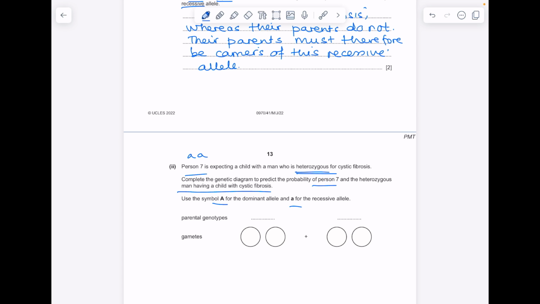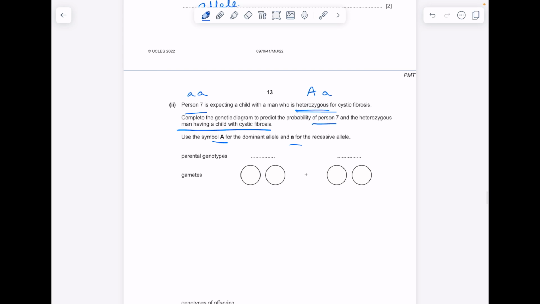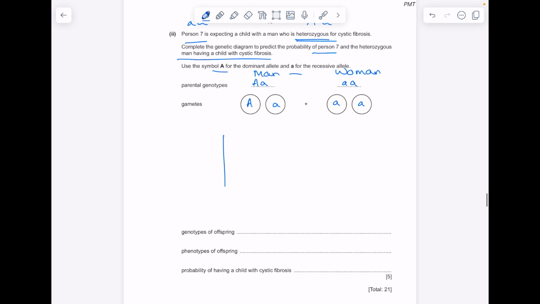The man is heterozygous, meaning that he has 2 different alleles. Therefore, he must be uppercase A, lowercase a. So, parental genotypes. Man, woman. Already worked that out. So his sperm are either capital A or lowercase a. Her eggs are all lowercase a. Let's draw the Punnett square.